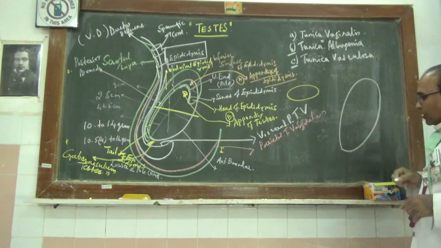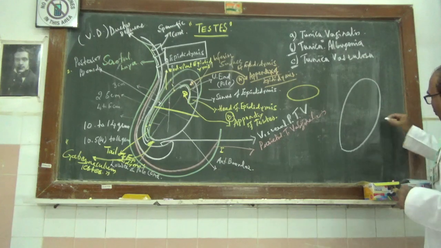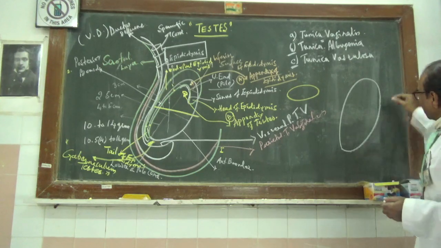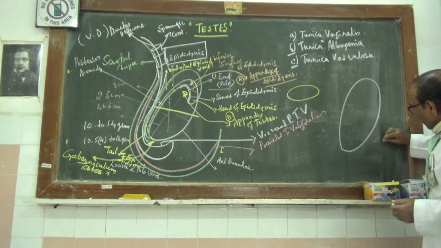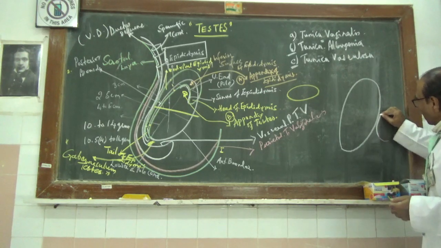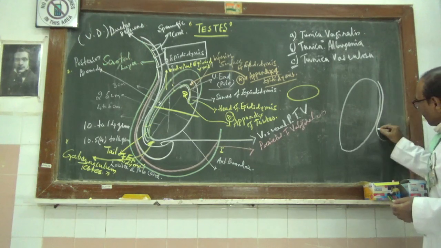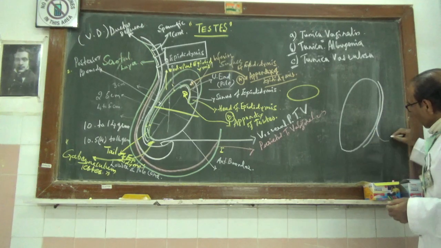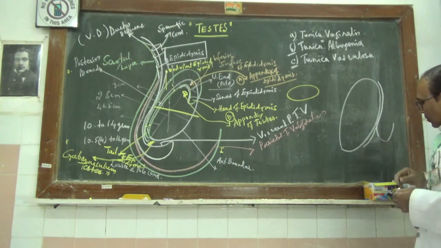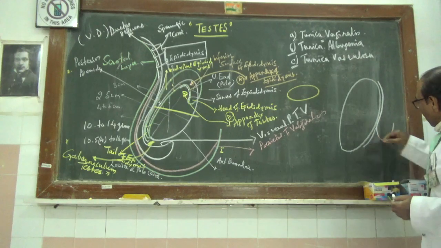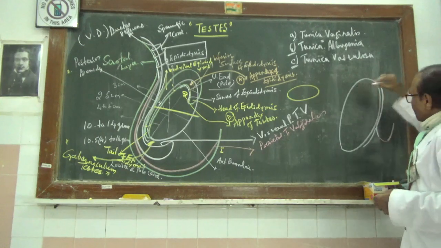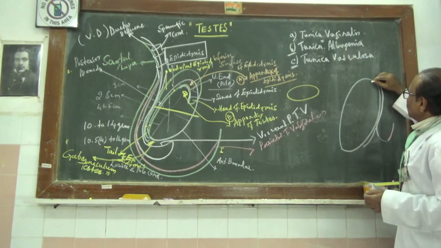This is the outer covering, which is definitely of two parts. One is the reflective part, the visceral part of the peritoneum, and this will be the parietal part. You can take it as red if you want. Then this is the posterior border and the anterior border as usual.